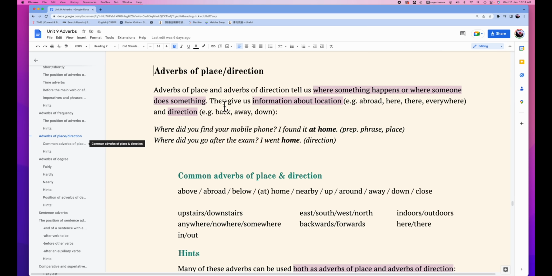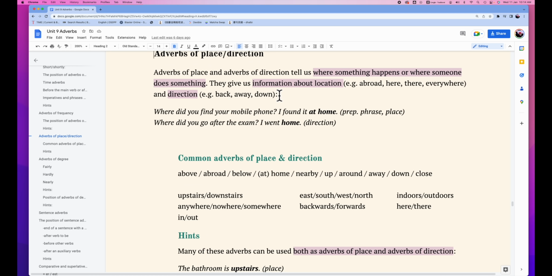Then the next area we're gonna cover is adverbs of place and adverbs of direction. Let's take a look. Adverbs of place and adverbs of direction tell people where something happens and where someone does something. They give us information about locations or directions.